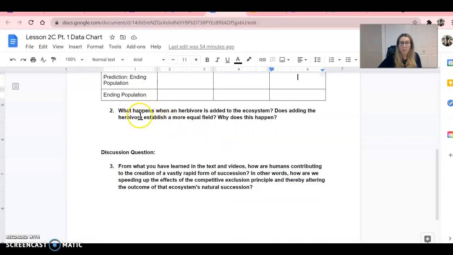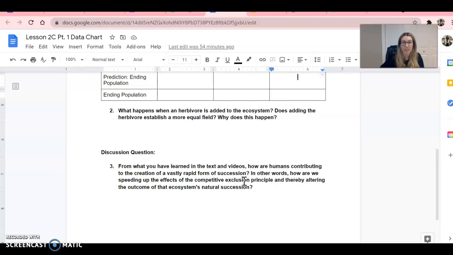Finally, you're going to answer some questions. What happens when an herbivore is added to the ecosystem? Does adding the herbivore establish a more equal field? And why does this happen? So does that herbivore make this system more balanced? Does it make the chances of survival easier for both of those plants? Or does it make it harder?